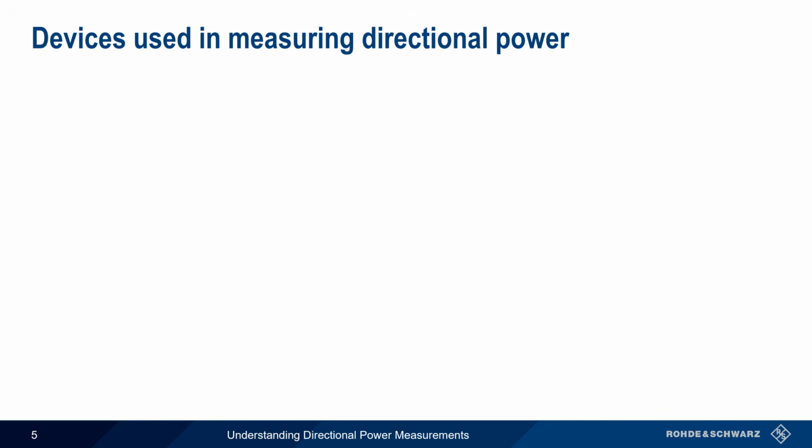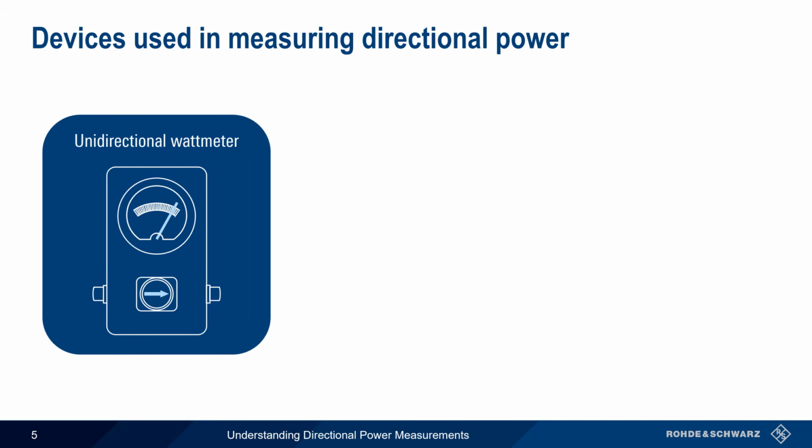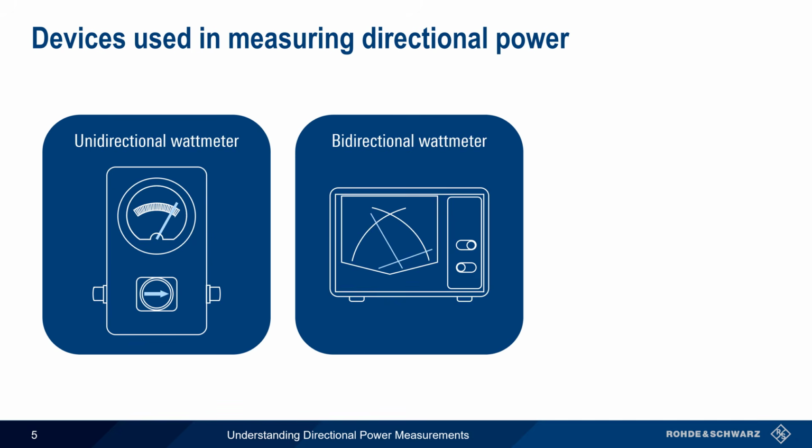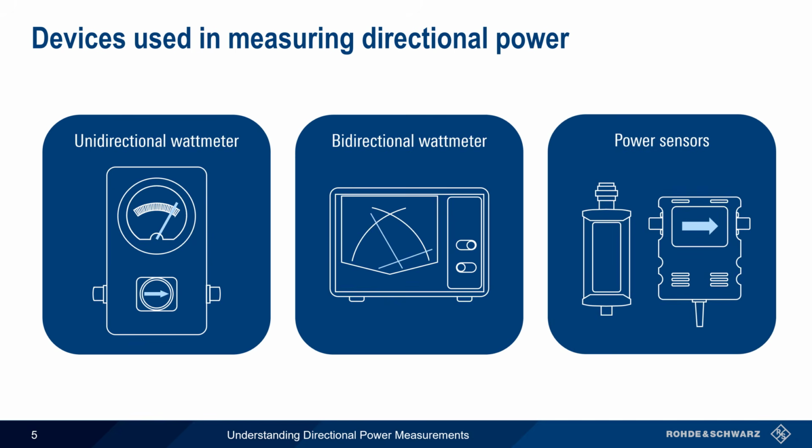Now let's go over the three types of devices that can be used to measure directional power: unidirectional wattmeters, bidirectional wattmeters, and both terminating and directional power sensors. We'll start with unidirectional wattmeters.